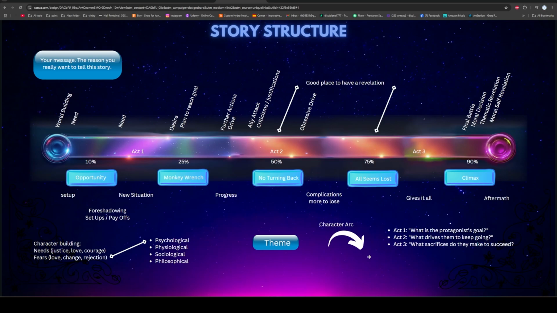And so I just put some things here, like what is Act 1, Act 2, Act 3? What is the protagonist's goal? That's Act 1. What drives him to the goal? What keeps him going? That's all of Act 2. Then Act 3 is the end. What sacrifices do they make to succeed?